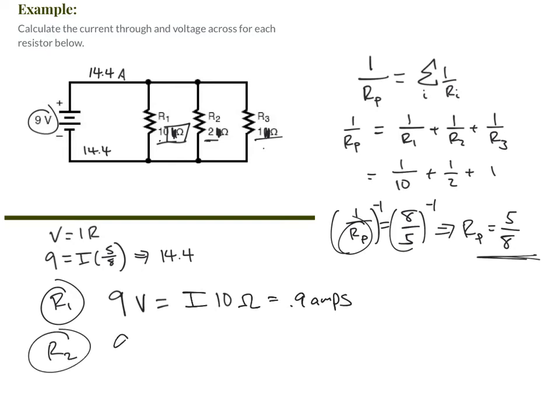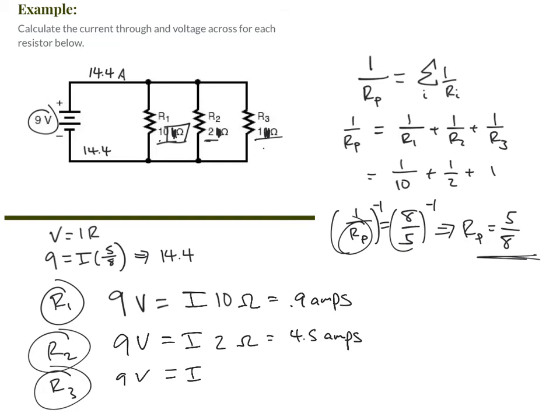And you do the same thing for the other resistors. Resistor number 2 has 9 volts equals the current which we're looking for times 2 ohms. So that's 4.5 amps. And then the last one, R3, is 9 volts equals I times 1 ohm equals 9 amps. Now the magic of this is that if you add up all these things, 9 plus 4.5 plus 0.9, you get 14.4, which is that total current that we had there.